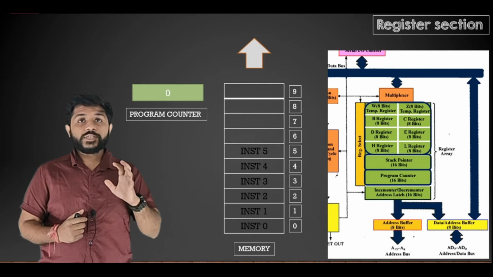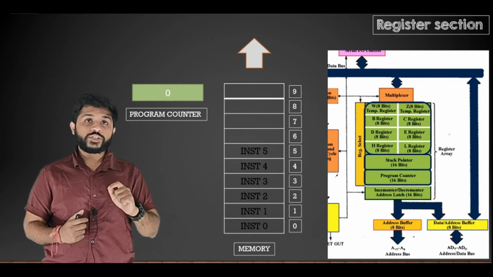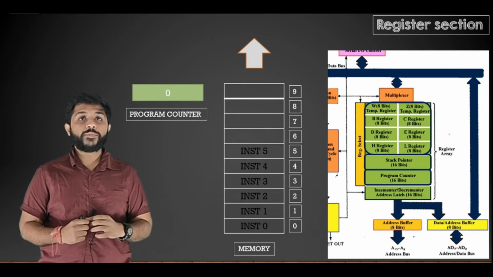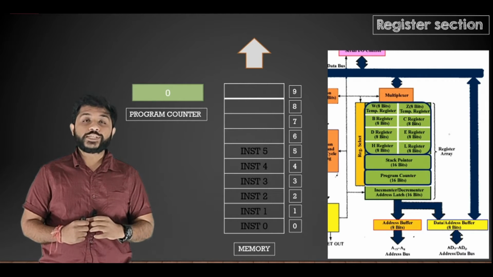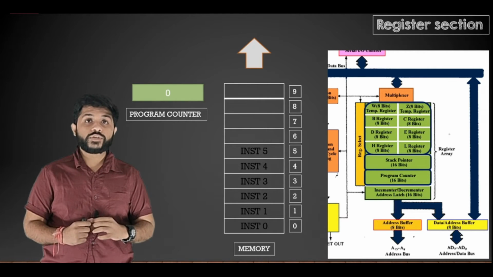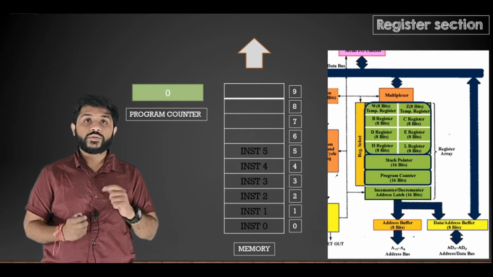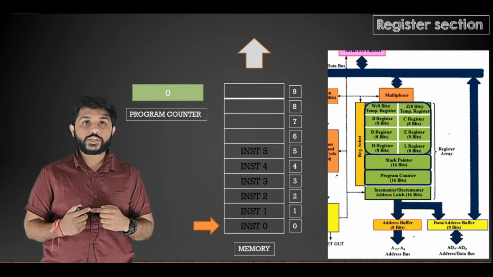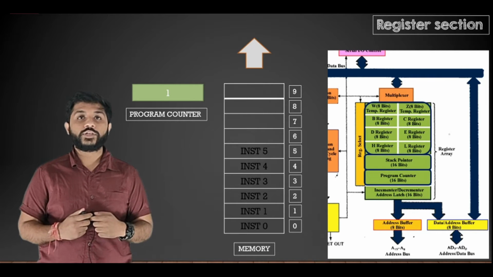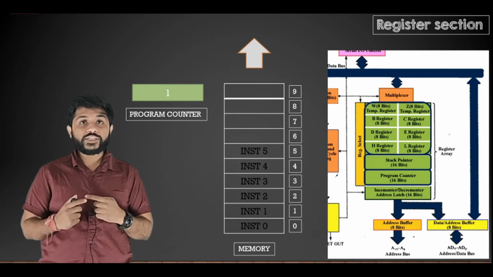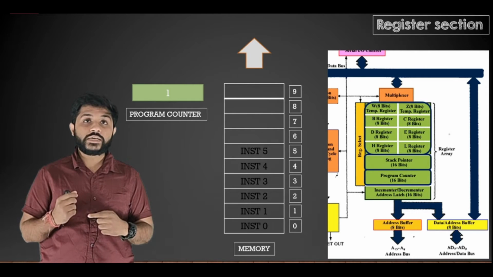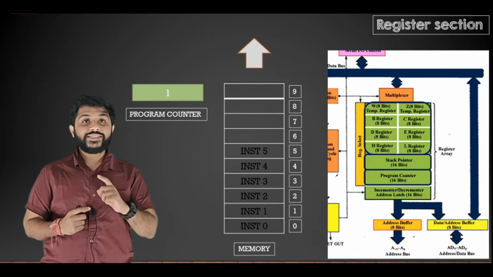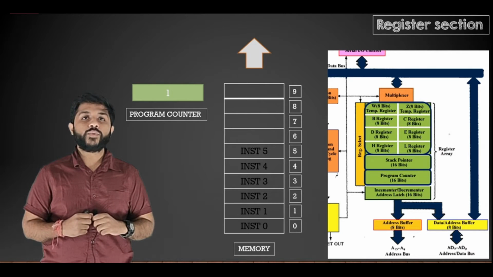Now whenever processor wants to fetch any instruction, it will see the value in the program counter. So right now the value in the program counter is 0, so processor will fetch the instruction from the memory location 0. So processor will fetch that instruction, it will decode that instruction and execute that instruction. After the fetch process of the instruction 0 is done, the value of the program counter will be incremented. So you can see the value of the program counter is now 1.